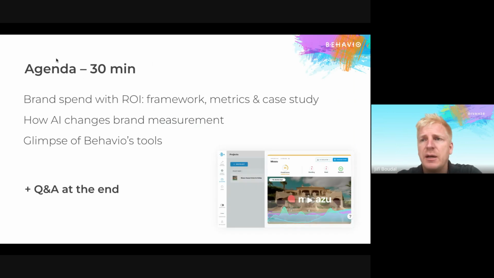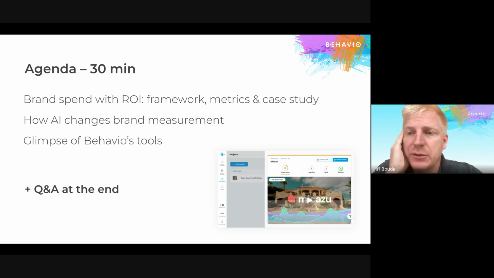It's going to be 30 minutes, and I'll have 3 parts for you. First, how does it look when you are spending money on brand confidently, knowing that there's going to be a return on your investment. I'm going to show you a simple framework, a couple of useful metrics, and a case study.